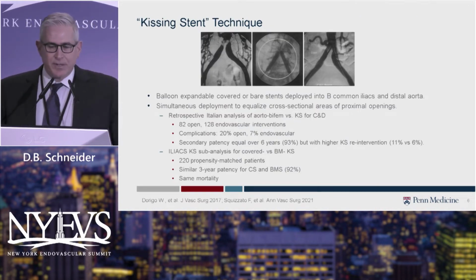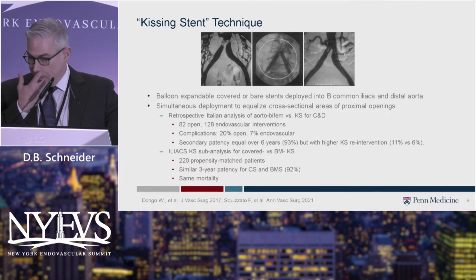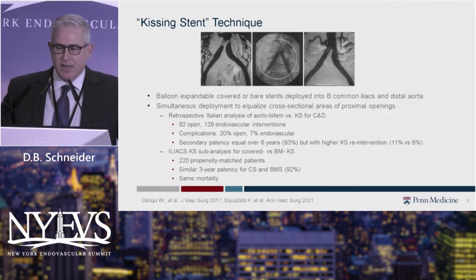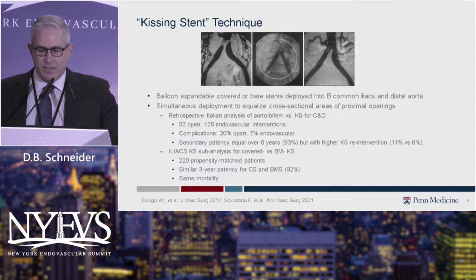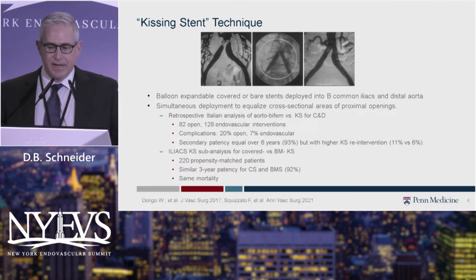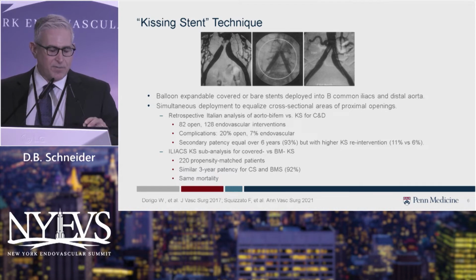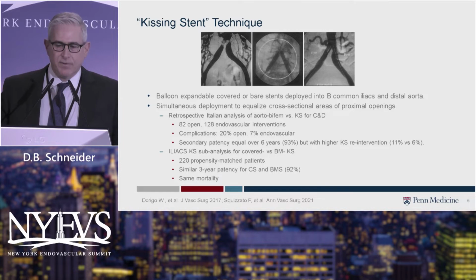Most people are familiar with kissing stent techniques. We've been discussing that here on the panel, where we generally use balloon expandable, covered or bare metal stents. They're deployed simultaneously into the bilateral common iliac arteries, extending up a little bit proximally into the distal aorta, deploying them simultaneously to equalize that cross-sectional area at the ostia of both iliac arteries. And there's a fair amount of data showing that results of kissing iliac stents are quite good. It is controversial as to whether or not this is better done with bare metal stents or covered stents.